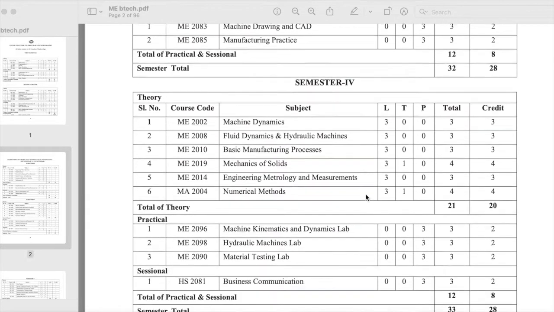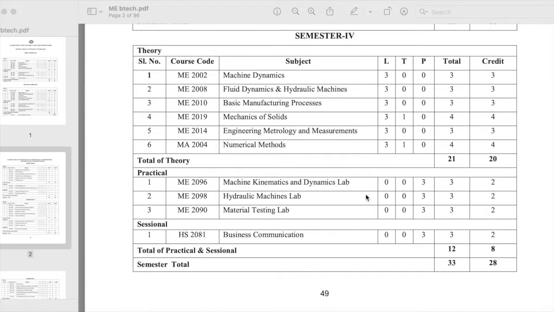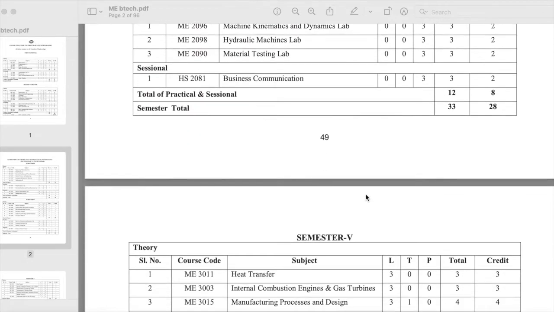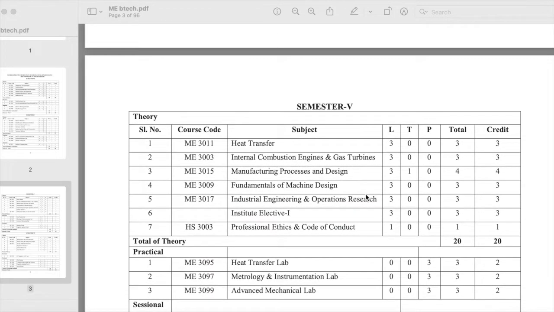4. Now come second year fourth semester. Theory part: Machine Dynamics, Fluid Dynamics and Hydraulic Machines, Basic Manufacturing Processes, Mechanics of Solids, Engineering Metrology and Measurement, Numerical Methods. Practical: Machine Kinematics and Dynamics Lab, Hydraulic Machines Lab, Material Testing Lab. Sessional: Business Communication.